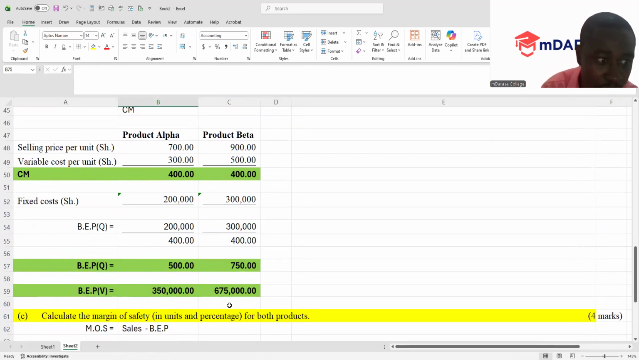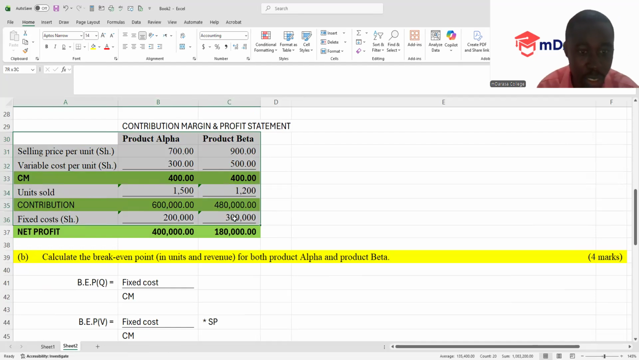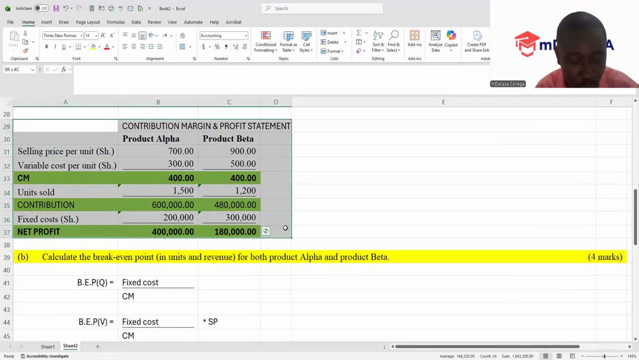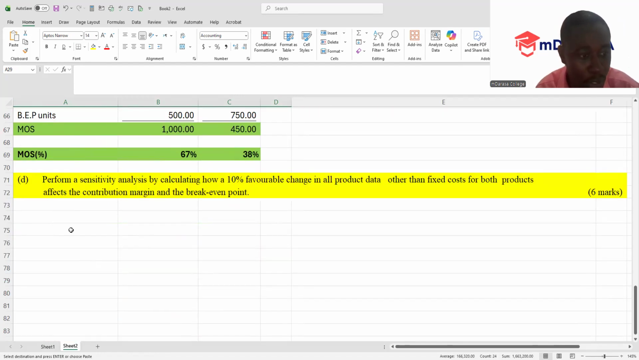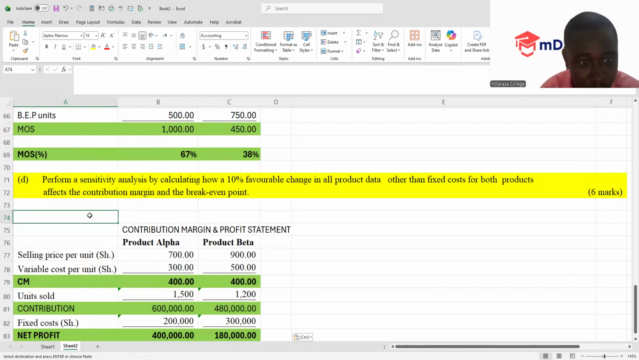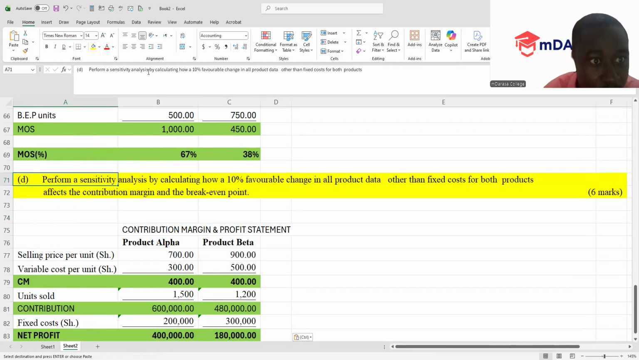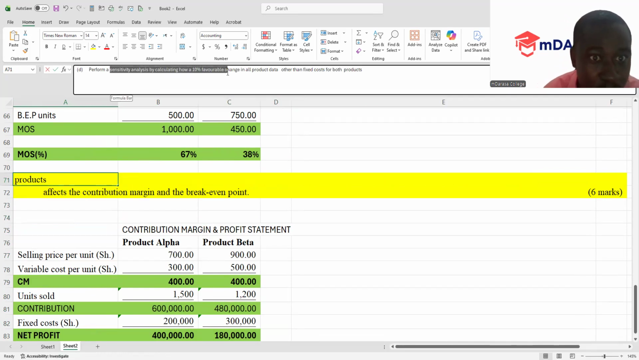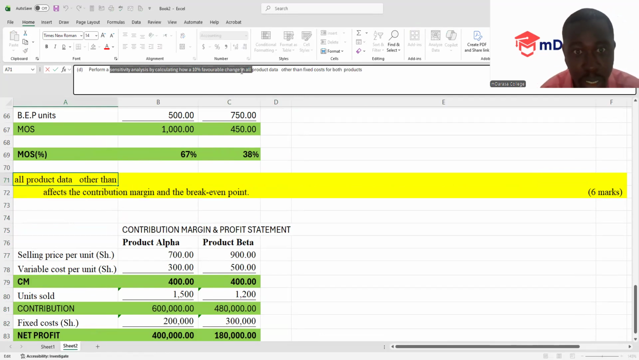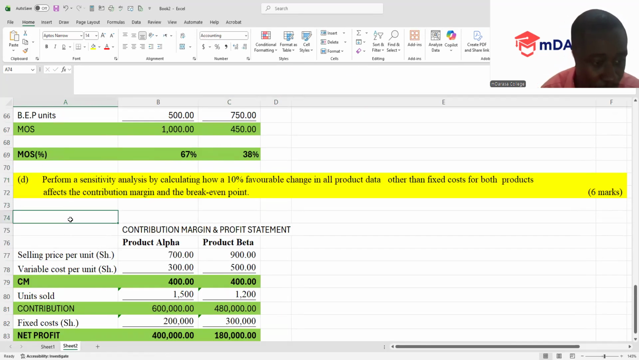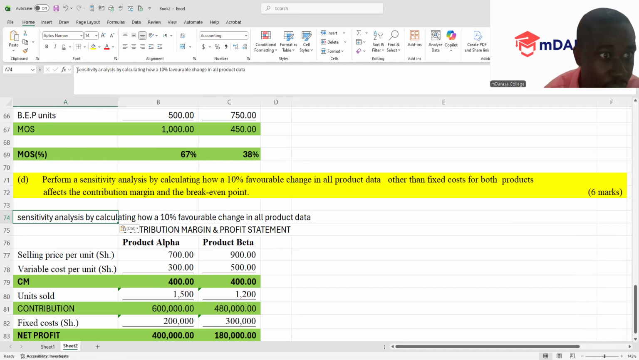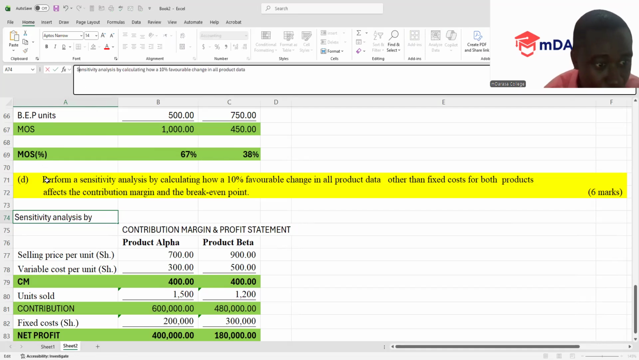So this is easy, yeah, because now we take our contribution statement, what we had computed earlier. In this case, we want to see the effect, sensitivity analysis. So we want to simply look at sensitivity analysis on how a 10% change in our product data will affect our case. See, so we just want to determine the sensitivity analysis of how this will affect our case.